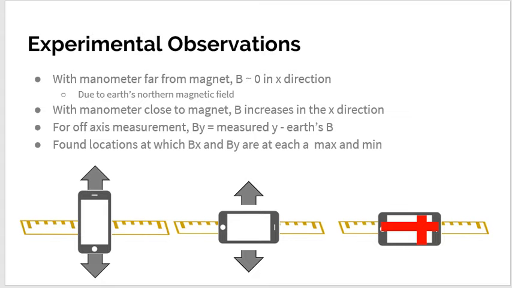During the experiment, I observed that when the magnetometer was far from the magnet, the magnetic field was approximately 0 in the x direction. This was due to Earth's north magnetic field. When the magnetometer was close to the bar magnet, the magnetic field would increase in the x direction.